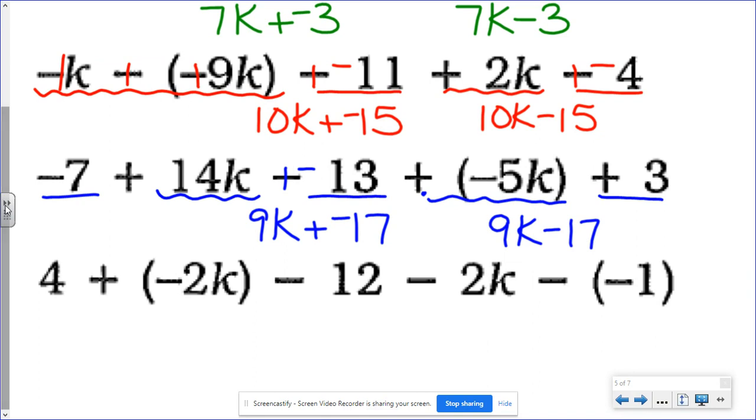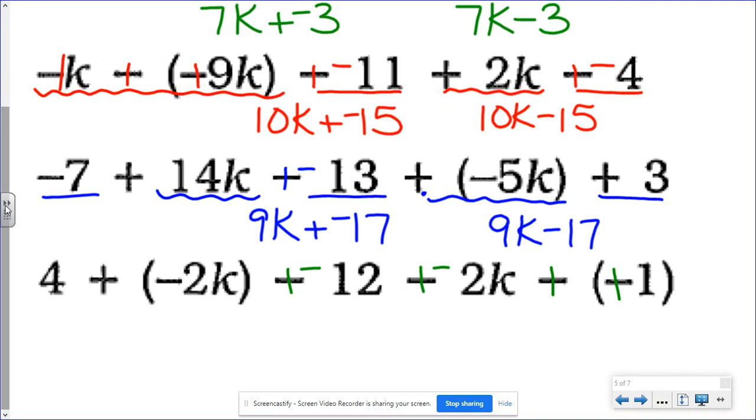One more on this slide. So we've got, again, a ton of these negatives to worry about. So 4 plus, this is already a negative 2k, that's fine. I'm going to change the subtracting 12 to plus a negative 12. I'm going to change the subtracting 2k to plus a negative 2k. And then instead of subtracting a negative 1, it's going to be change, change, adding a positive 1.